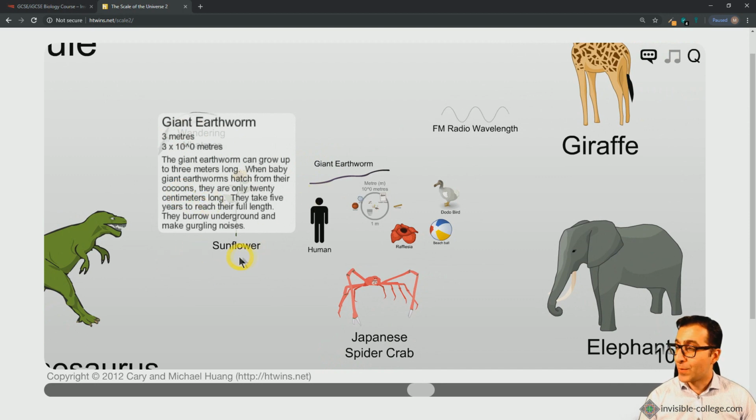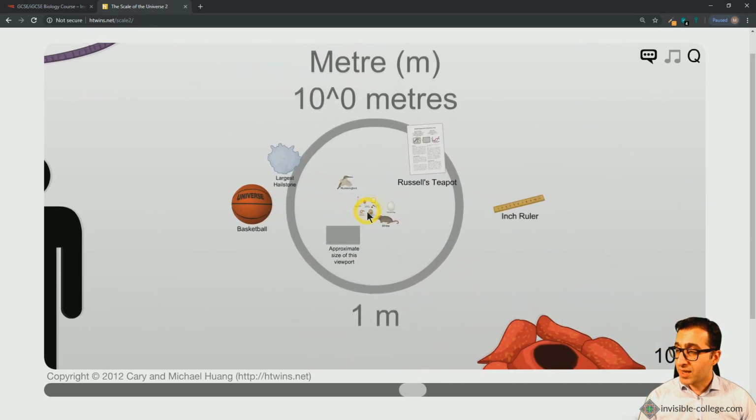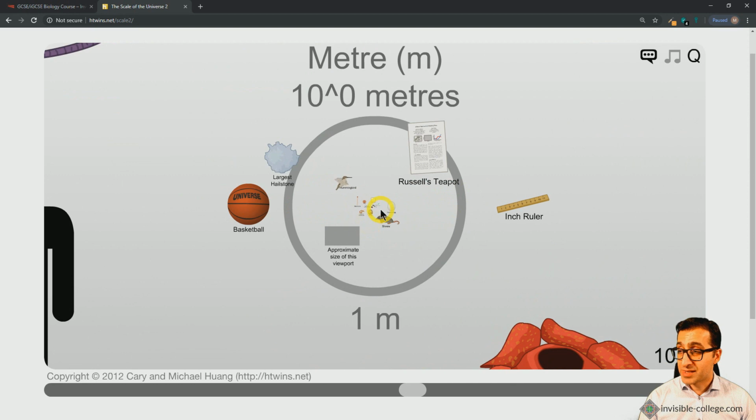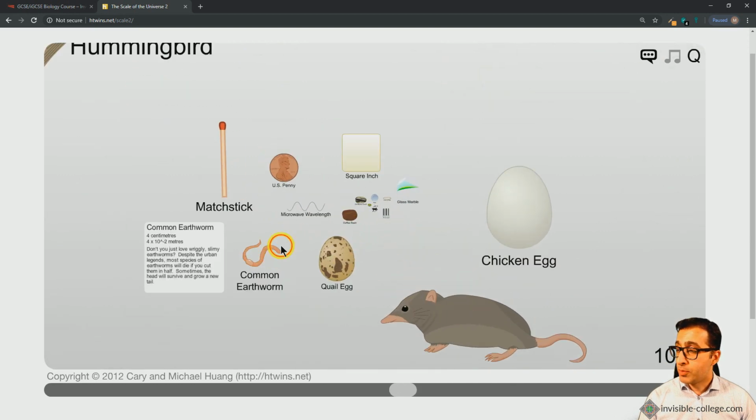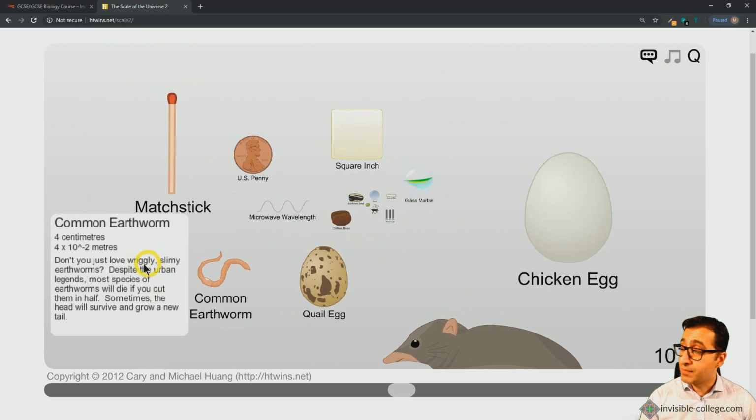So you may or may not be aware that there is such a thing as a giant earthworm that can be about 3 meters long. If we're looking at the size of cells, then we need to go obviously to smaller than the meter. So here we can see a common earthworm in comparison is only 4 centimeters in size. Now again, you need to be familiar and conversant with these units and these prefixes denoting either fractions or multiples of a unit. So a centimeter is 10 to the power minus 2 of a meter. It's 1/100th of a meter. And so this is the size of the common earthworm in centimeters.